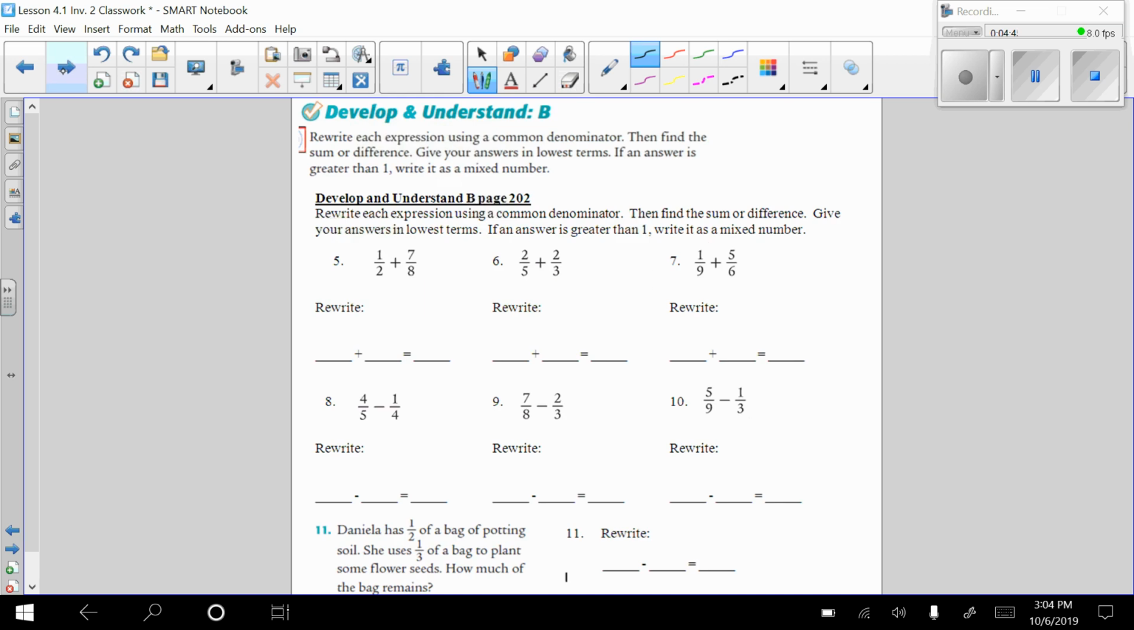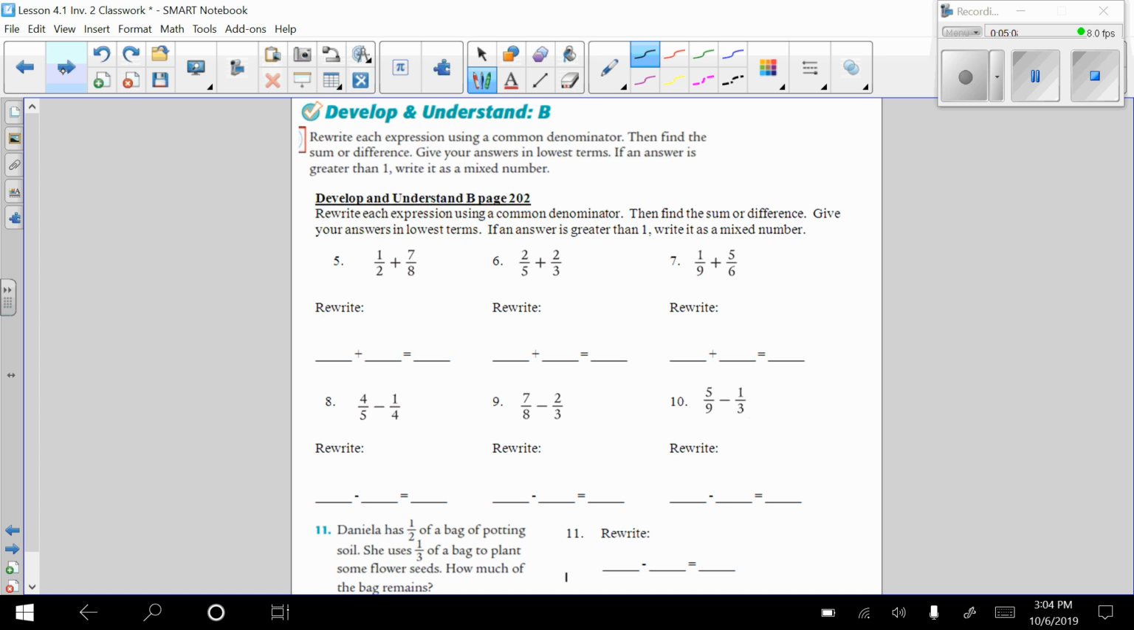Let's look at some more examples. Remembering, if we get an improper fraction, we must change it to a mixed number. Now here I have 1/2 plus 7/8. Again, I need to find my LCM, or my least common multiple, or a common denominator of 2 and 8.